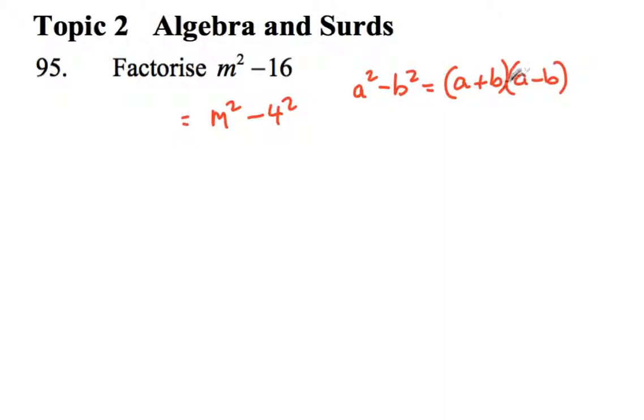You'll have one plus and one minus there. I'm sure you've seen that in class before. So if we write this pair here as m squared minus 4 squared, we could have m plus 4 in one bracket and m minus 4 in the other bracket as our factorized version.